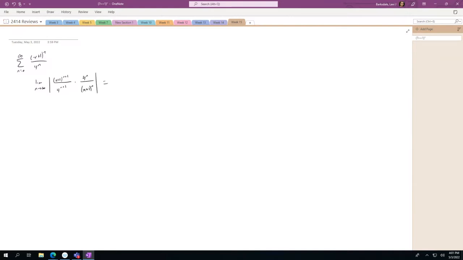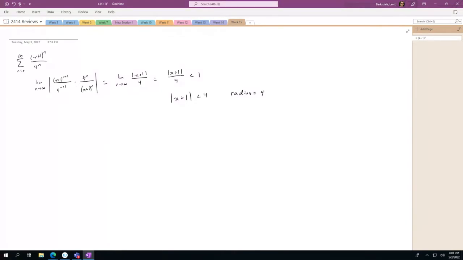Simplifying this, (x plus 1) to the n plus 1 over (x plus 1) to the n is just an x plus 1, and 4 to the n over 4 to the n plus 1 simplifies to simply a 4. This limit is, of course, the absolute value of x plus 1 divided by 4. The ratio test says that my series will converge if this value is less than 1, so I need the absolute value of x plus 1 to be smaller than 4. Now, once I get the coefficient on my x term to be just 1, I can read off my radius of convergence right here. So my radius is equal to 4.